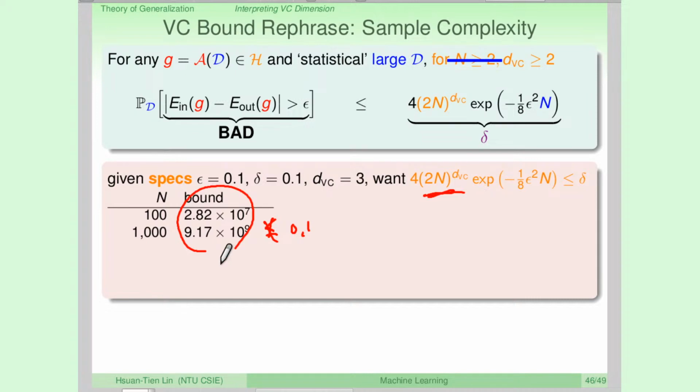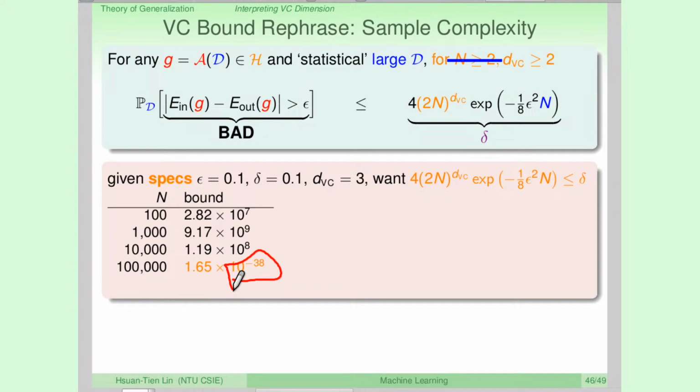This is bad probability. You want this probability to be small. You want it to be less than 1. You want it to be less than or equal to 0.1 according to your spec. But now you cannot achieve it with 1,000 examples. How about 10,000? Okay, still not too good. How about 100,000? Oh, you get some value that's decent. Actually, because of the exponentially decreasing, you get a value that's very, very, very small, but perhaps too small for your design spec.